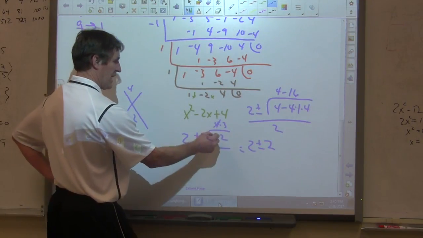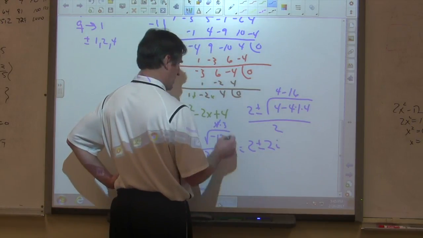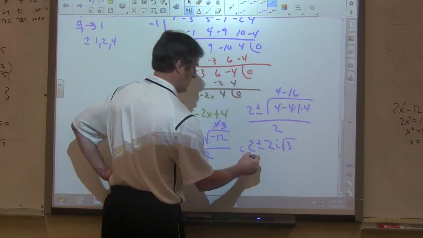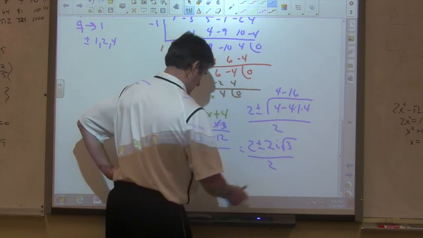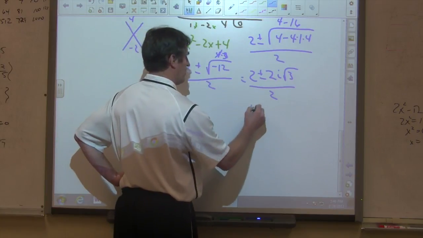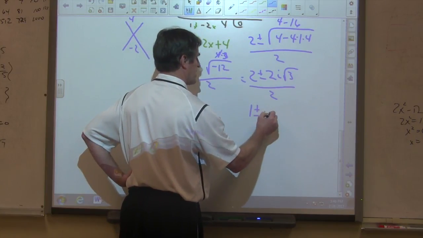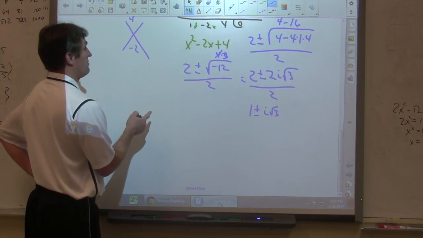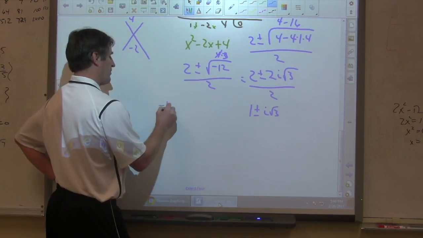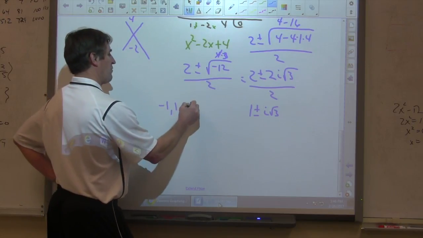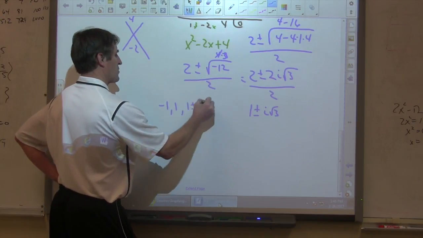Remember, to take care of the negative sign, we bring an i out. And then we have the 3 left inside, so the square root of 3, all over 2. And then because 2 goes into everything, I can reduce that to 1 plus or minus i square root of 3. So the answers we got were negative 1, 1. We actually have two 1s. And then we have 1 plus or minus i square root of 3.